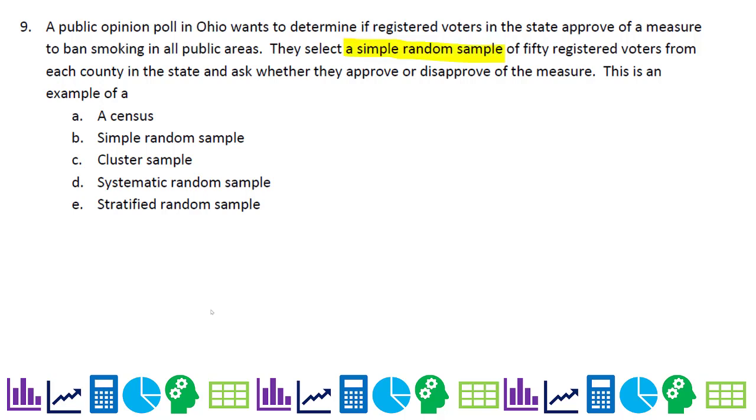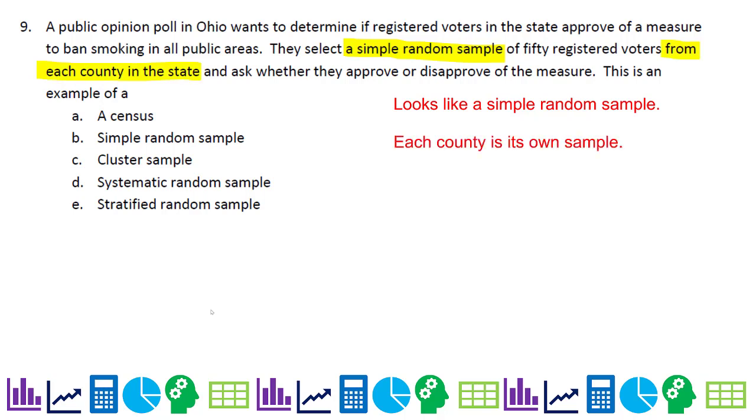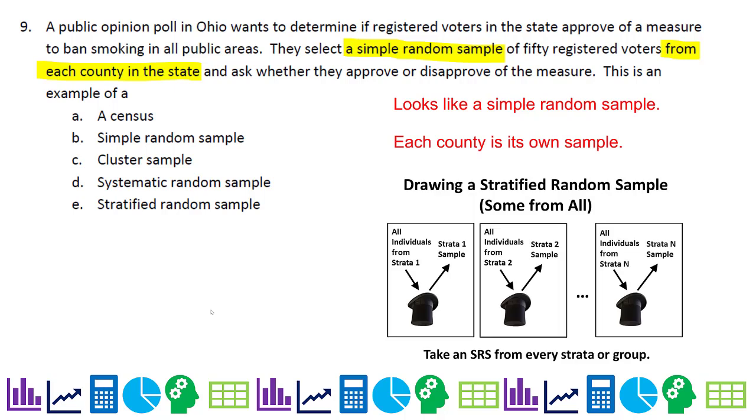You're probably tempted to say, hey, it says simple random sample. It looks like a simple random sample, except they're doing one for each county. So each county is its own sample. What does that look like? Oh, that looks like the way we draw a stratified random sample. A stratified random sample is just a bunch of simple random samples from every group. So there you go. It is a stratified random sample, since they're taking a sample from each county in the state.